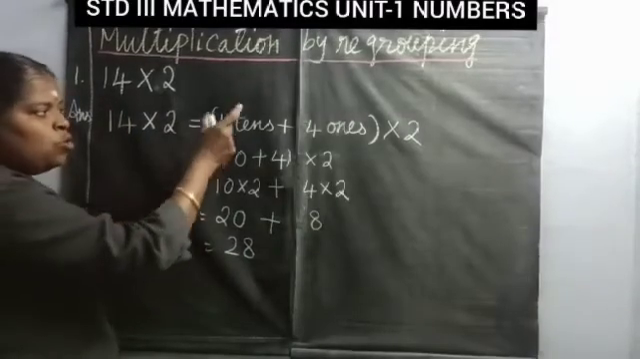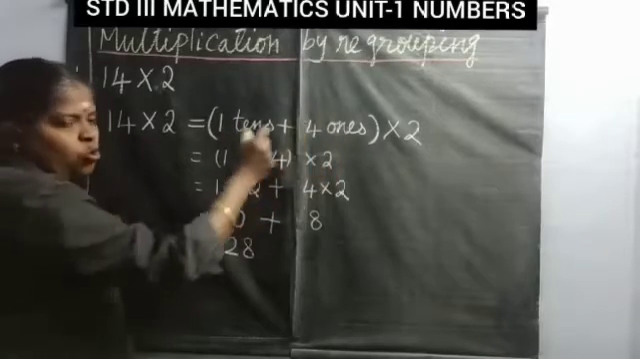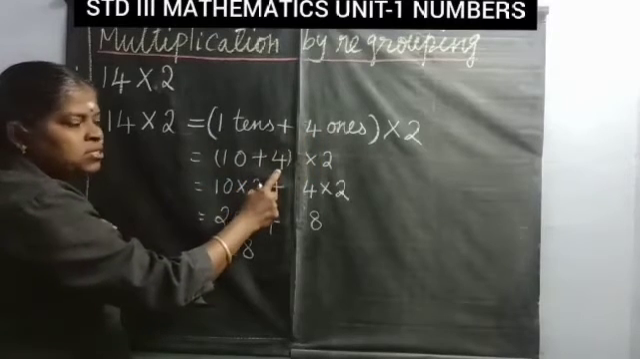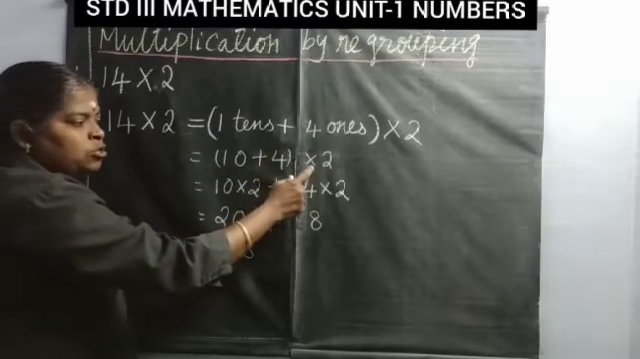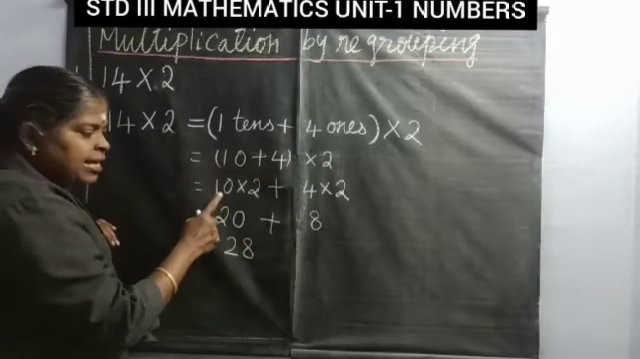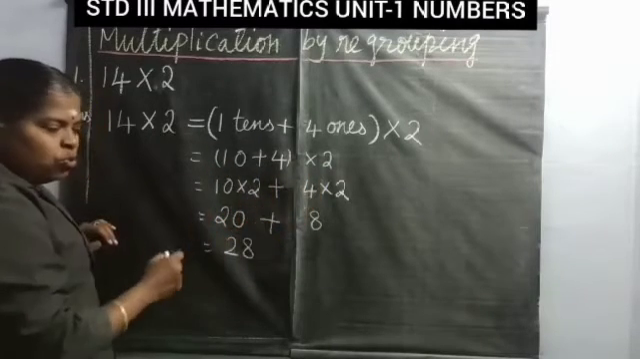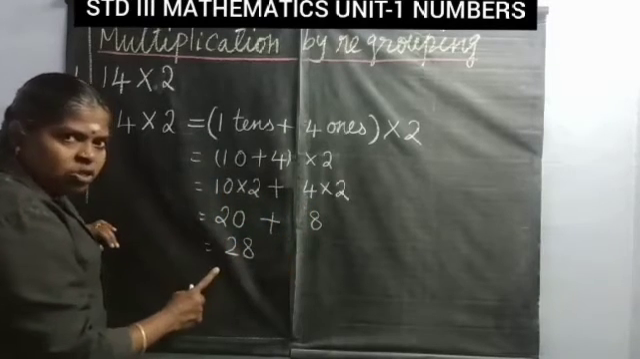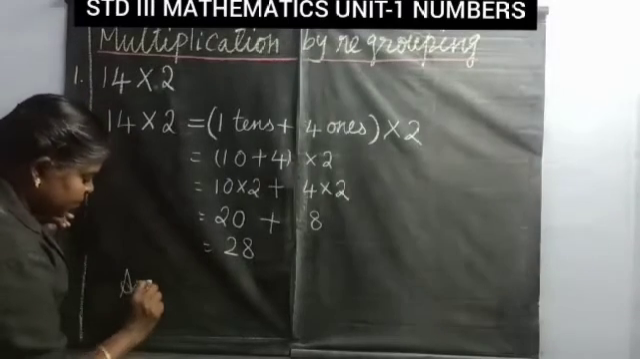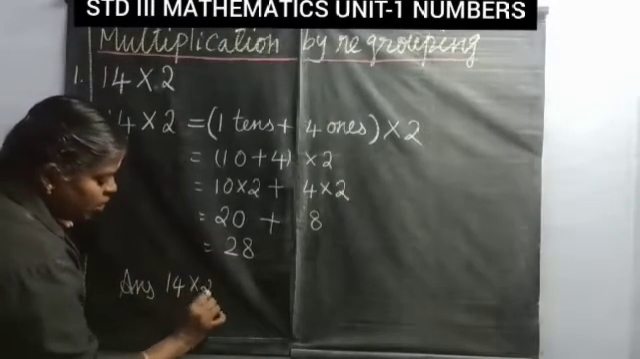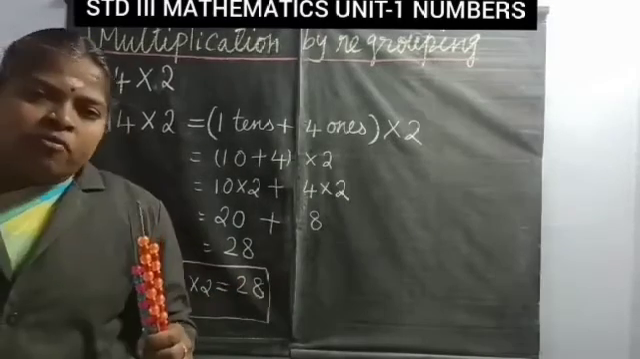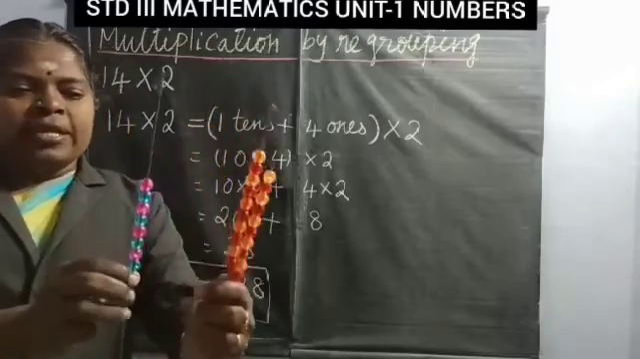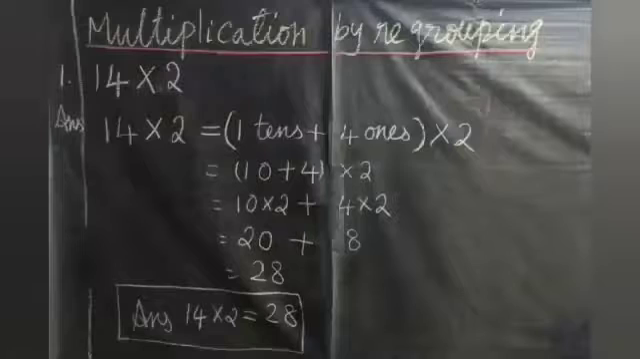14 into 2 equal to 1 ten plus 4 ones into 2. After that 1 ten is 10 plus 4 ones equal to 4 into 2. So multiply tens. 10 into 2 plus 4 into 2. 10 twos are 20. 4 twos are 8. 20 plus 8 equal to 28. So answer 14 into 2 equal to 28. Now we got the answer.